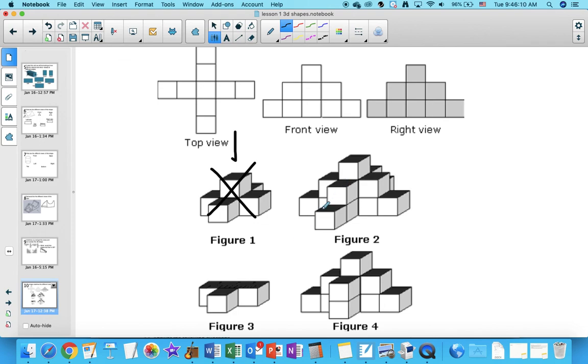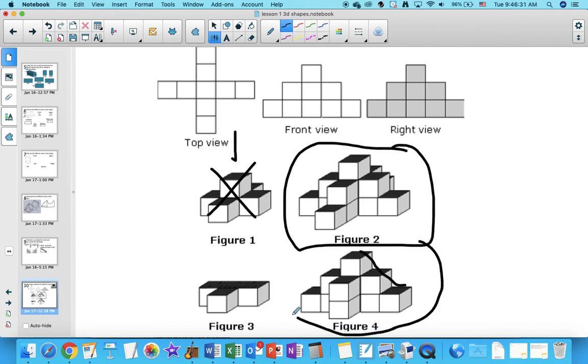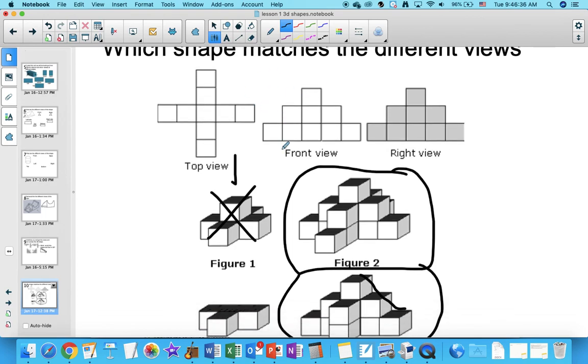Okay, well, when we're looking at this one, you can see that it goes 2 out. That's awesome. When you look down, it looks like this. When you look at the front, it looks like that. Right? So these two are most likely candidates for the figure that this is describing, right?